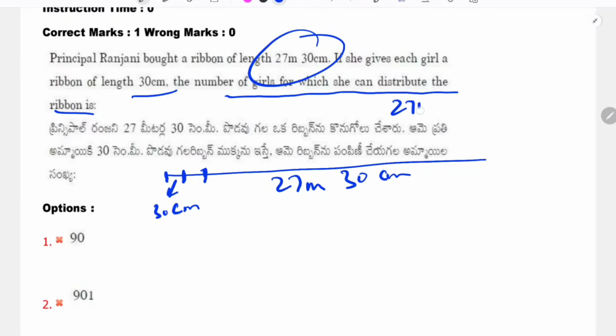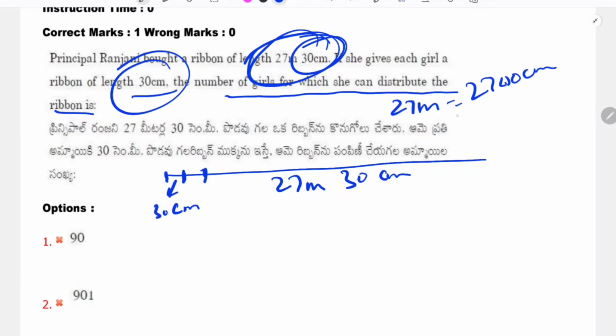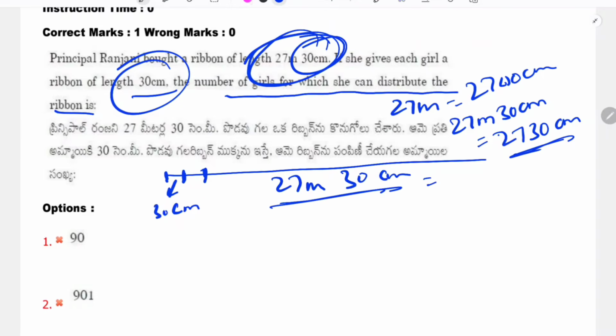So like this, how many parts can we make from 27 meter 30 centimeter? Very easy. 27 meter we have to convert into centimeter, because our question is in 30 centimeter. So this is meters and centimeters. You have to convert 27 meter. 1 meter is how many centimeters? 100 centimeter. So this is 2700 centimeter. Plus 30 are there. So 27 meter 30 centimeter means 2730 centimeter. This is the total ribbon length.